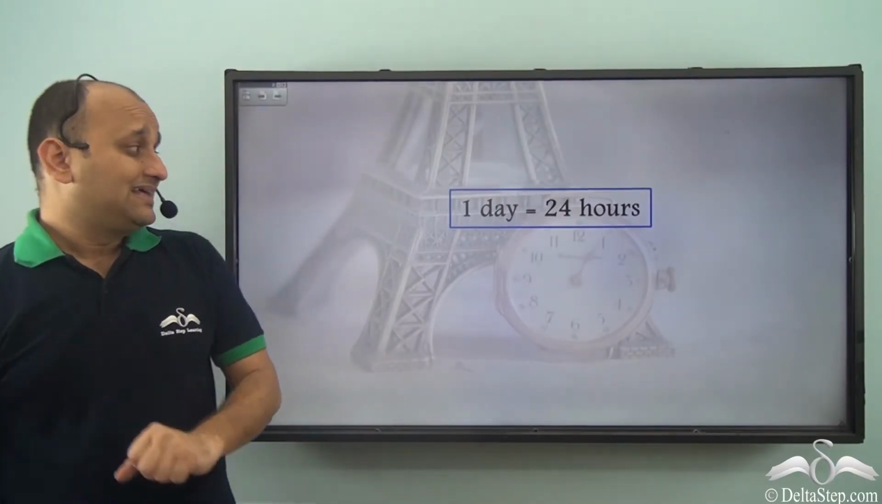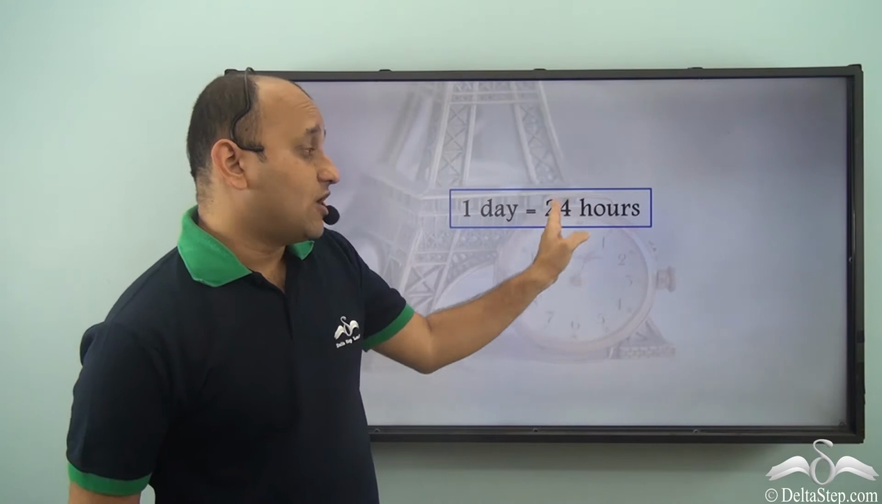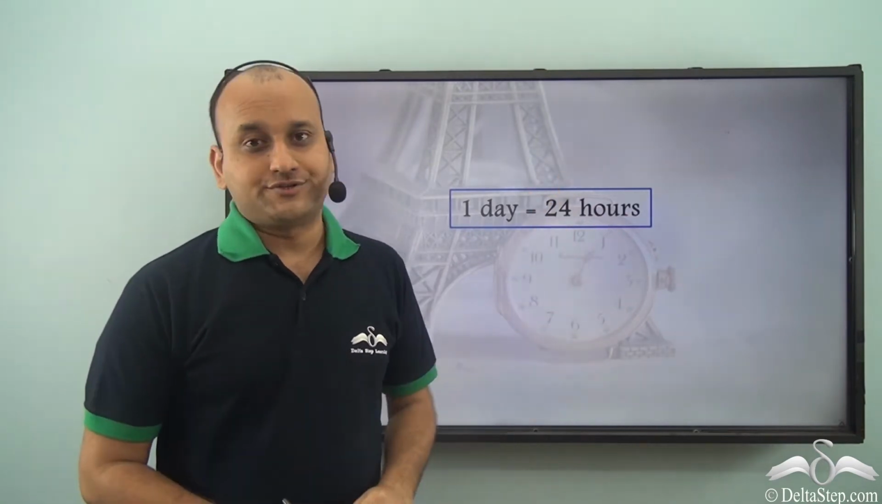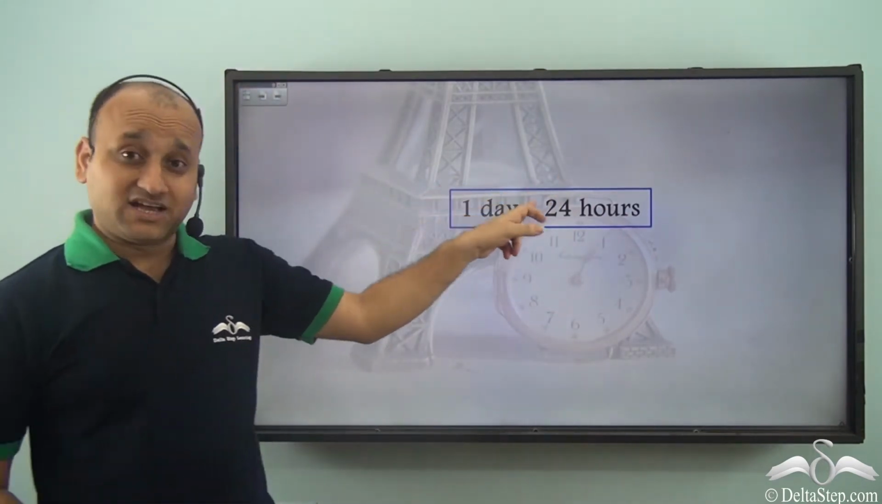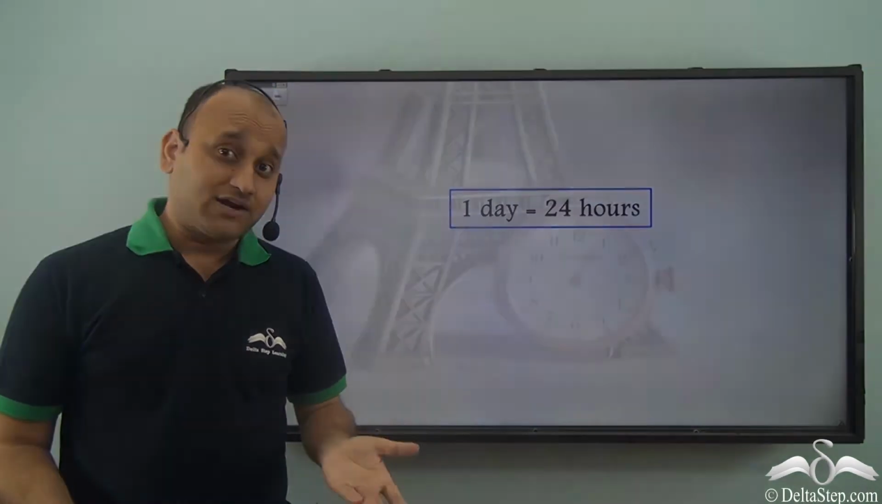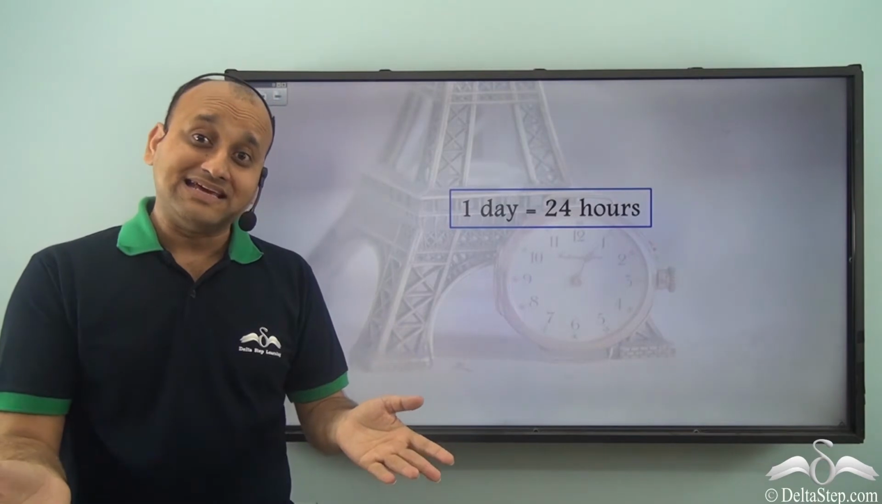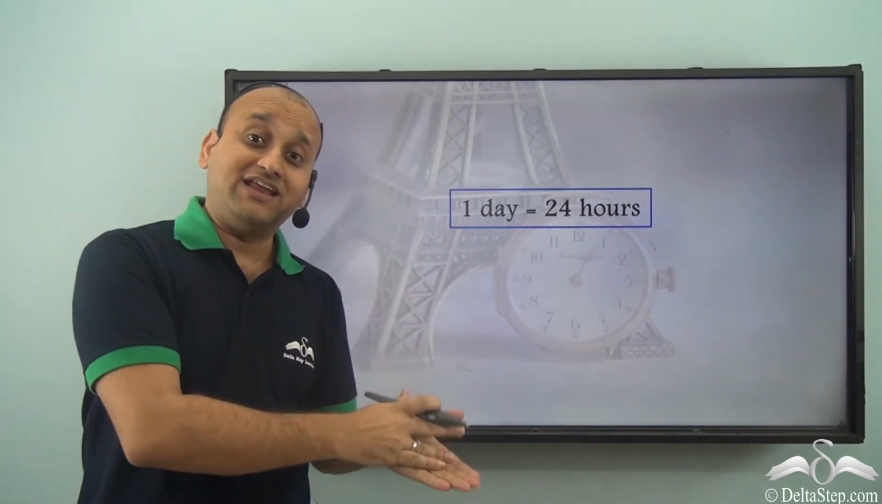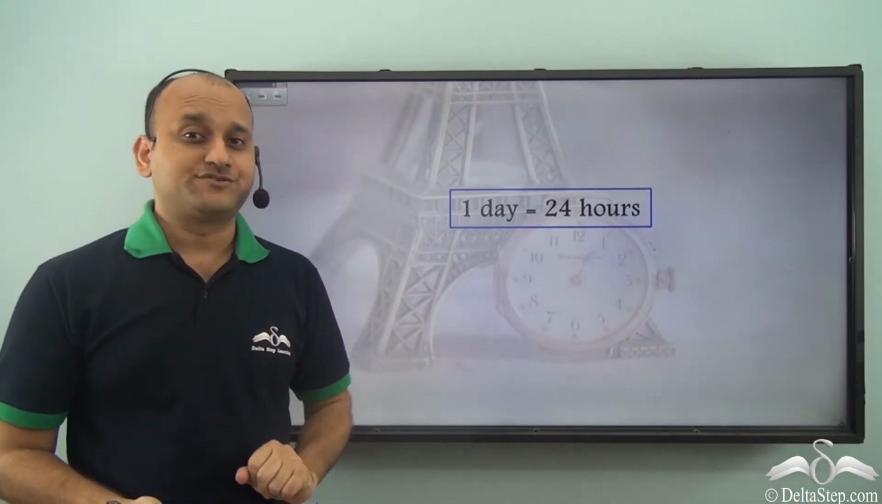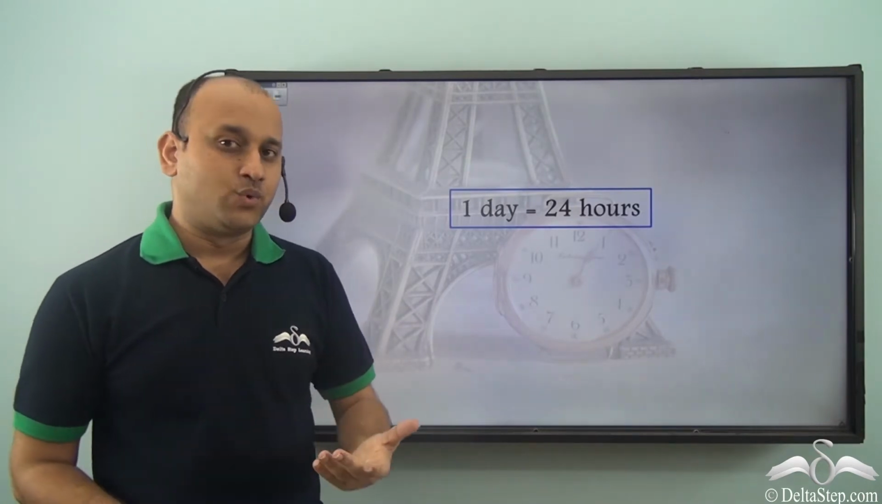Now we have learned that one day comprises 24 hours. Using this conversion, we can calculate that if you have a certain number of hours, it is equal to how many days, or if you have a certain number of days, it is equal to how many hours. So let's see how we can convert these.